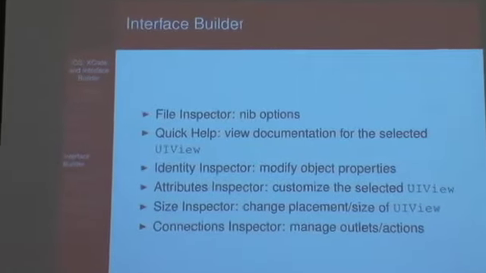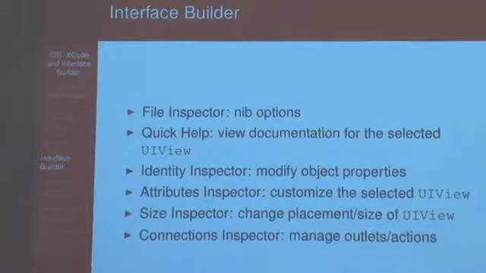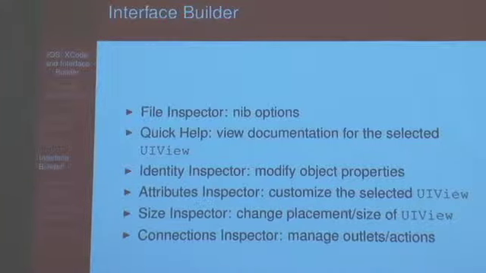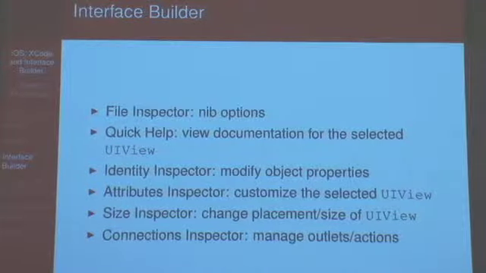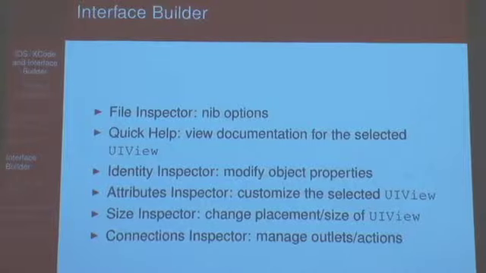So the first one, you can set options for the actual nib file, which we remember is just kind of the container for all the UI elements. You can set options regarding that file. The next one is just the documentation. So if you just want to quickly read over some button method or what you forgot what something does, the documentation is right there. And then you can just do things like customize what the view looks like, the attributes it has, and its size. And then finally, the connections, which we'll look at next.